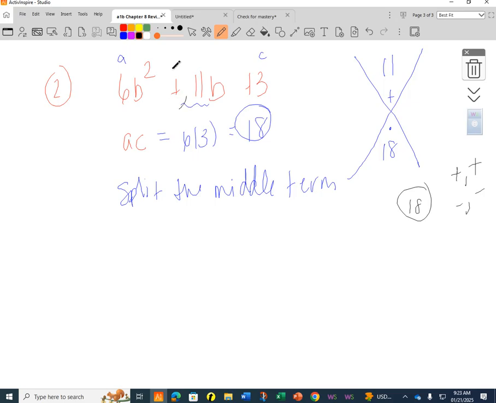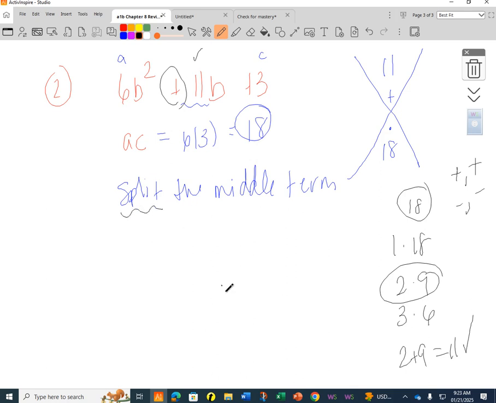That's right, because it's this addition here. So we're going to list the factors of 18, and we're looking for the one, it is 2 and 9, because 2 plus 9 equals 11. That is our middle term. So we're splitting the middle term. Everything else is going to be the same. So the 6b squared is the same, plus 3 is the same. This is getting split to 2 and 9. So 2b plus 9b.